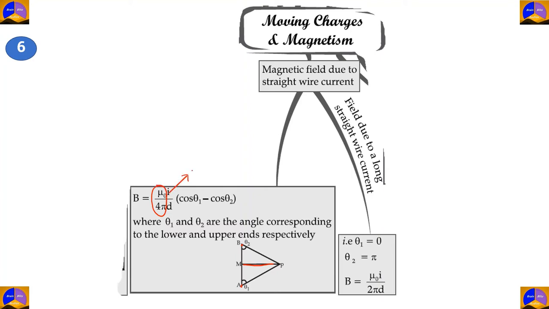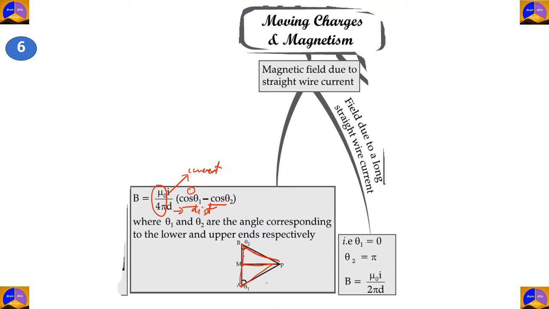And so the formula that we get is mu naught by 4 pi, which is the constant, I is the current, d is distance, and then we take the cos function, so that means the adjacent divided by the hypotenuse on both sides. So ratio of this by that. So then that's cos theta 1 minus cos theta 2, since we have two points. So the final formula of magnetic field becomes mu naught I divided by 4 pi d into cos theta 1 minus cos theta 2.